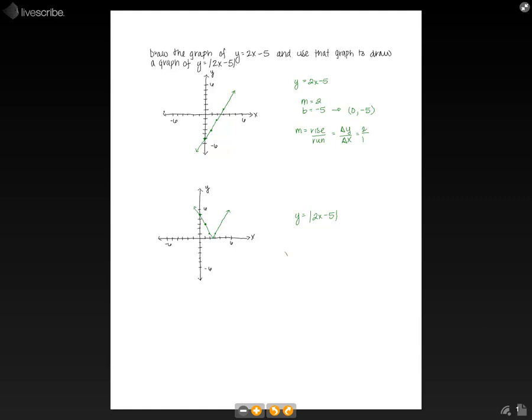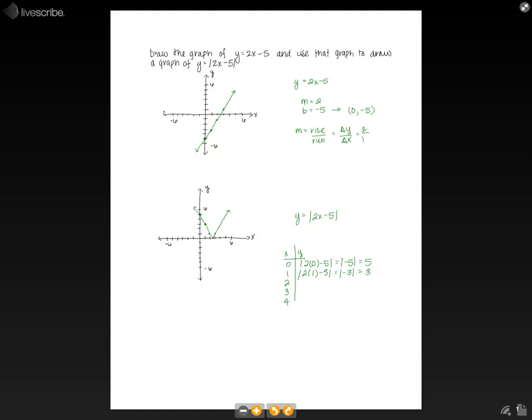If you want to check that, you can always do a table, and we can do 0, 1, 2, 3, and 4. So if we have the absolute value of 2 times 0 minus 5, that's the same as the absolute value of negative 5, which is the same as positive 5. For the next one, we're going to take the absolute value of 2 times 1 minus 5. So you always evaluate what's inside the absolute value signs first. So we have a negative 3 inside the absolute value sign, and that turns into a positive 3. And so on.